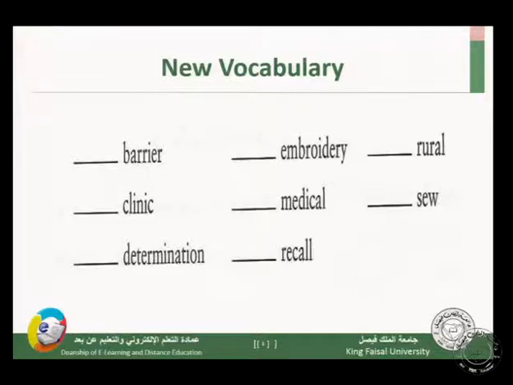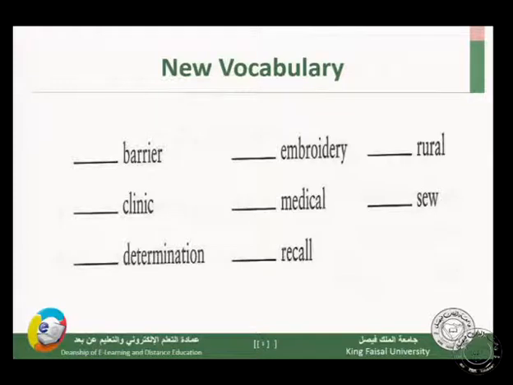So determination means عزيمة. The fourth word is embroidery, and embroidery means some kind of sewing. When you make shapes or make some kind of lines on a piece of carpet, it is called embroidery. بالعربي زخرفة. The fifth word is medical, which means طبي, and the sixth word is recall. When you forget something and someone asks you to recall it, and you are able to recall it. So recall means إعادة تذكر أو تذكر.